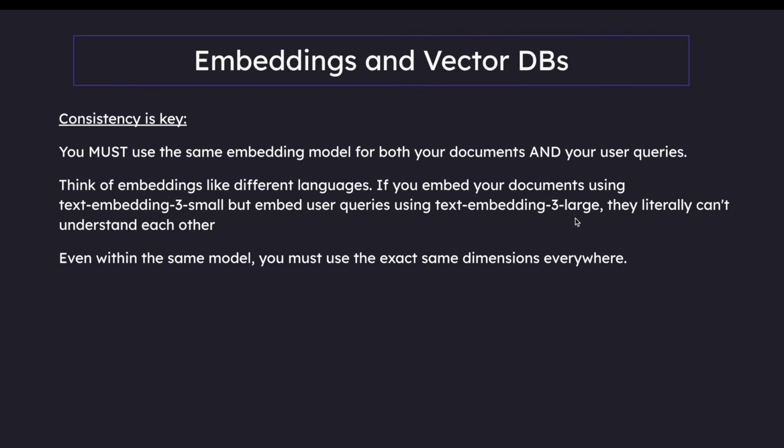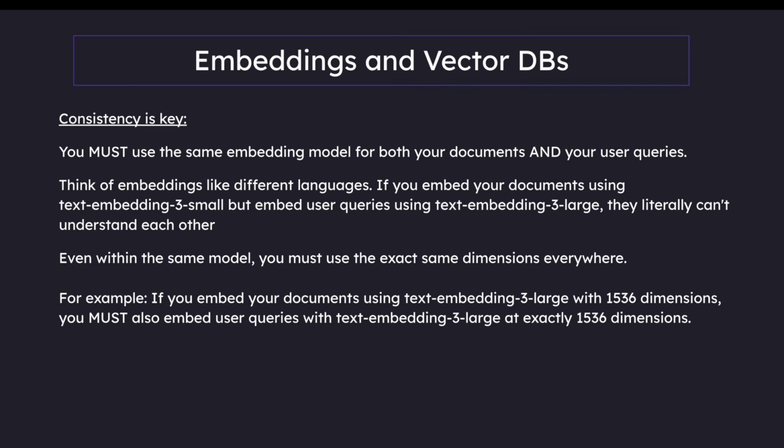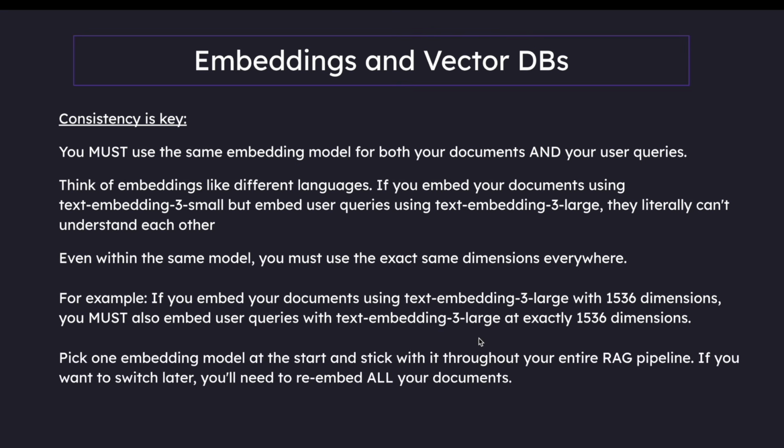Even within the same model, you must use the exact same dimensions everywhere. For example, if you embed your documents using text embedding 3 large with 1536 dimensions, you must also embed user queries with the same dimension and same model. Pick one embedding model at the start and stick with it throughout your entire RAG pipeline. If you want to switch later, you will have to re-embed all the documents.